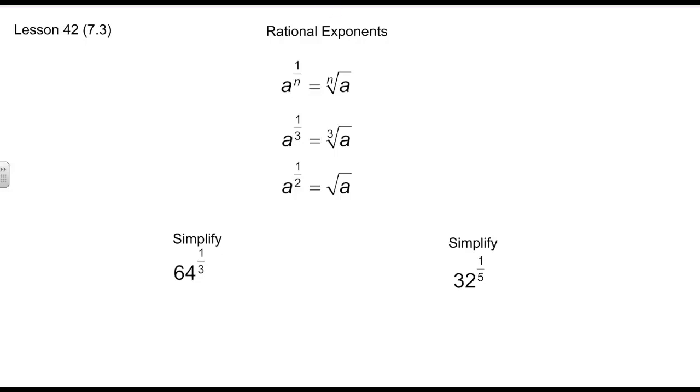So today we're going to discuss rational exponents, in other words, exponents that happen to be fractions, because that's what rational means. And we've got a few properties in front of us. The first one, as we can see, is if we have some base term a raised to the 1 over n power, it becomes a root with what we call an index of n.